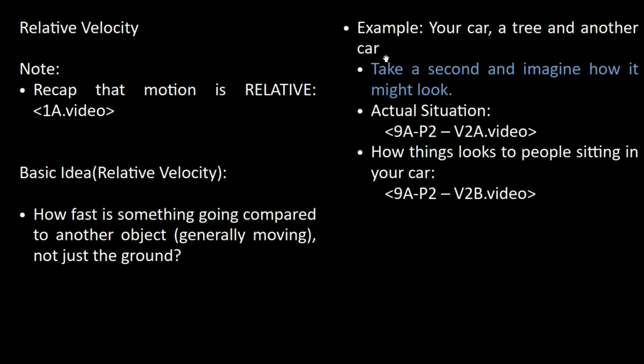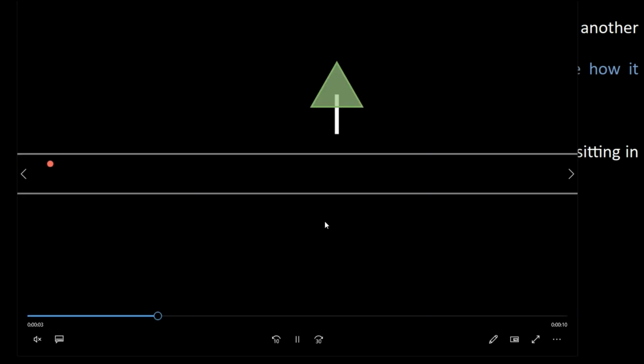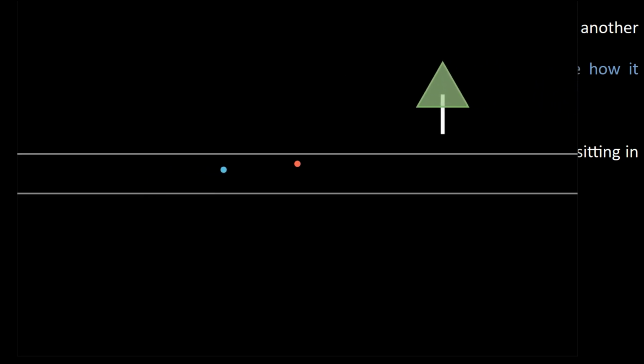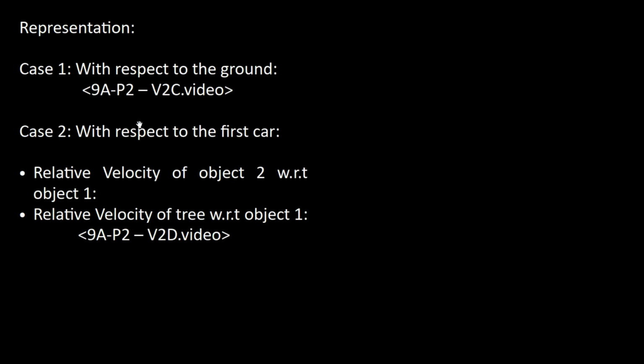Example, your car and a tree and another car. Take a second and imagine how it might look. So the actual situation is what I actually showed to you guys. But from the perspective of a person sitting in the red car, things would be so. Okay, so things will look like this. This is how things look to people sitting in your car. Then we have the representation.